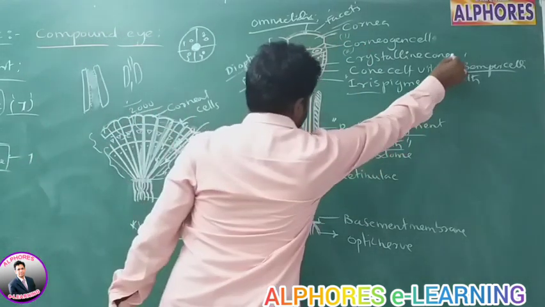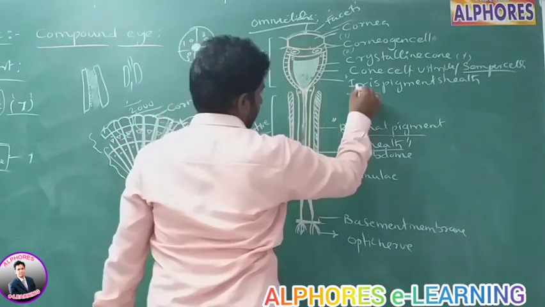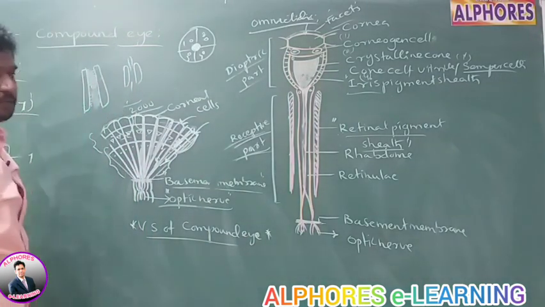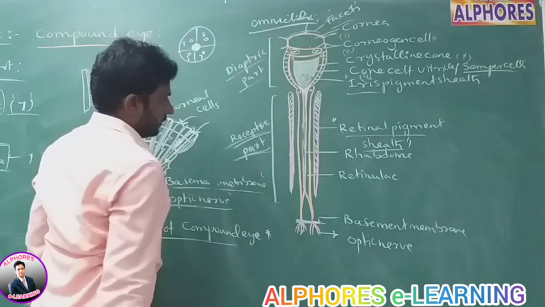How many crystalline cones? One crystalline cone. And how many cone cells? Four cone cells. The number of cone cells is 4. And it is covered with a sheath which is called the iris pigment sheath.